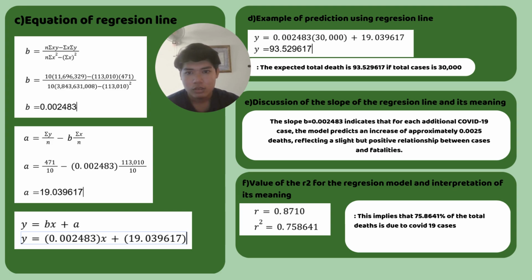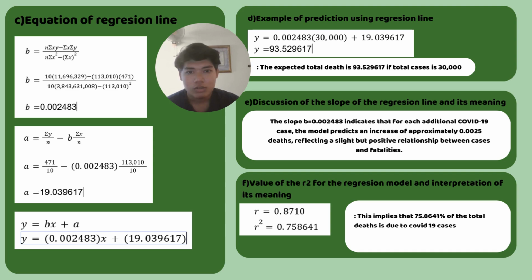From the data we have collected before, we can continue with the equation of the regression line to calculate B and A. The formulas have been given to find B and A. We calculate it and we can put it into the formula Y equal to BX plus A.